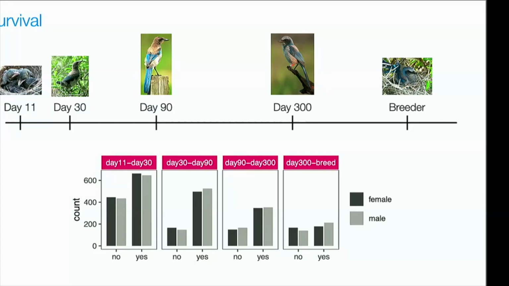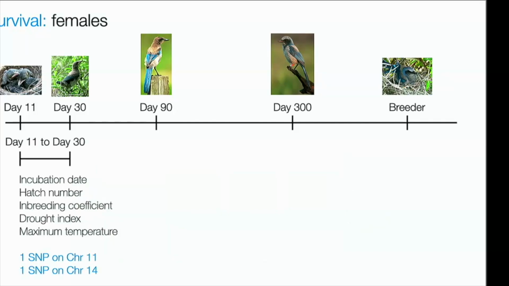And I guess my expectation going into this was that we would find absolutely no large effect alleles, because our sample sizes are about 1,000, which is not large for a natural population, but really not that large. So if we were able to detect any significant associations, it would have to be for a relatively large effect allele. And to my surprise, we did find 2 large effect alleles for female survival from really early life, day 11 to day 30.